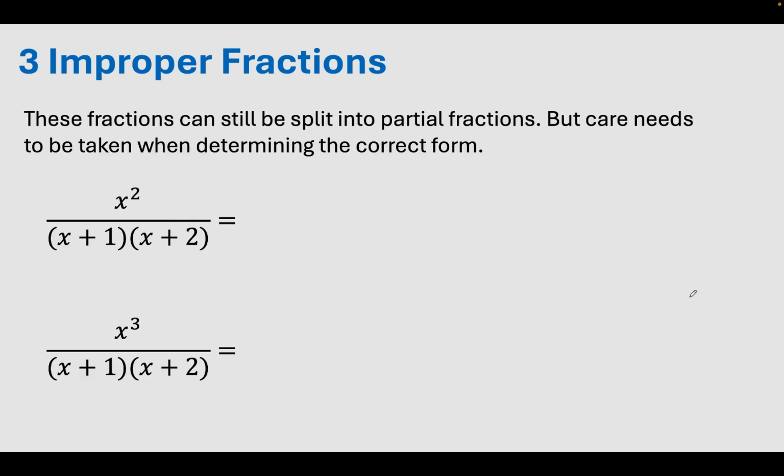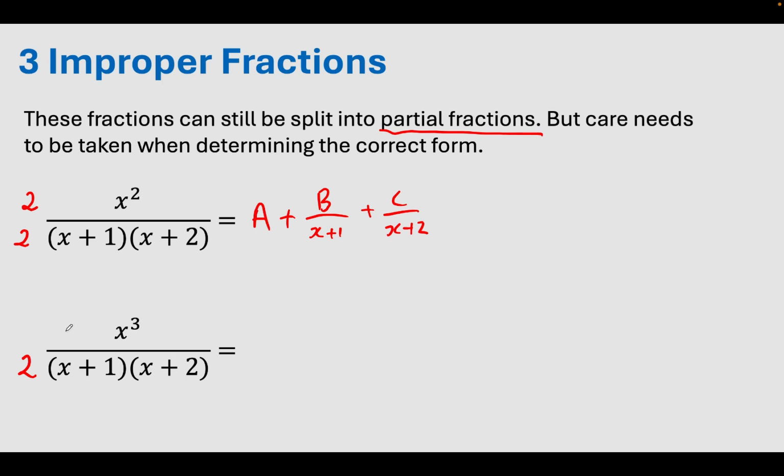Okay, now we can still split into partial fractions, but we just need to be a bit more careful. There are 2 fractions here, they've both got the same denominator, but different numerators. The degree of this denominator is 2, just like this one is 2 as well. Now the numerator in the first fraction is also 2. So when I divide through, x squared over x squared, I should be left with a constant. Then I get my usual partial fraction decomposition.